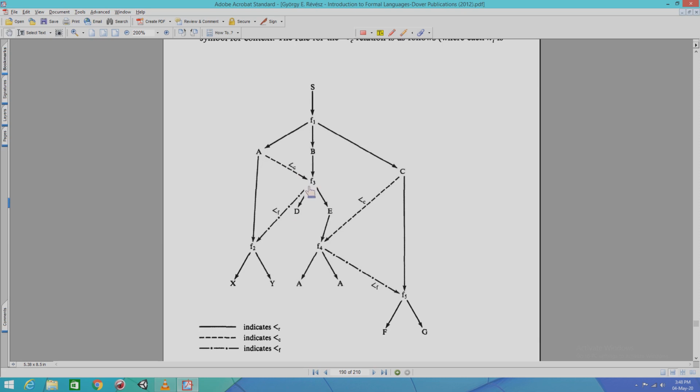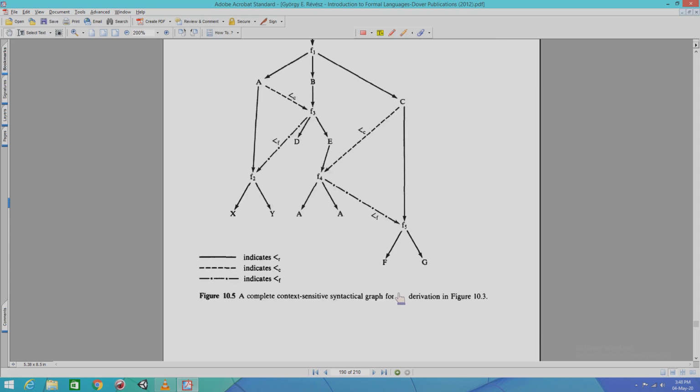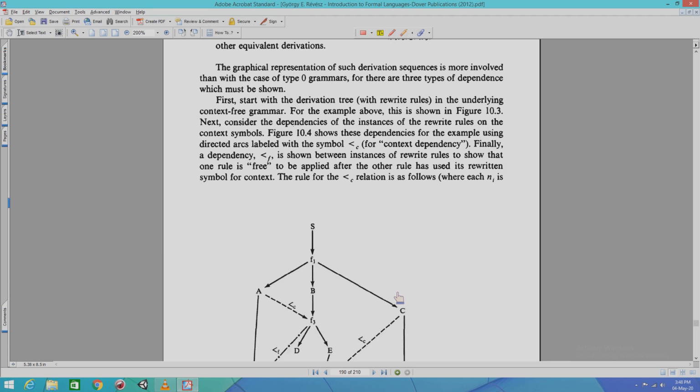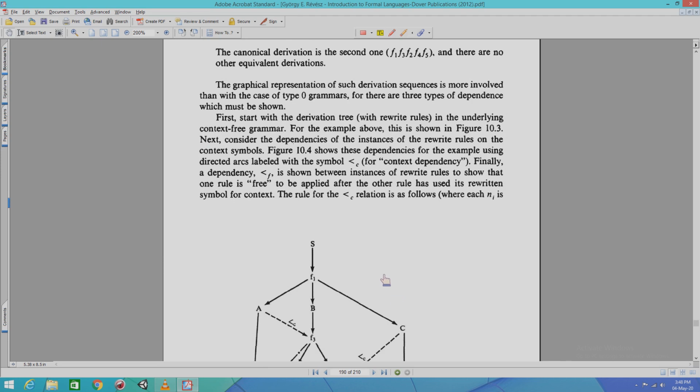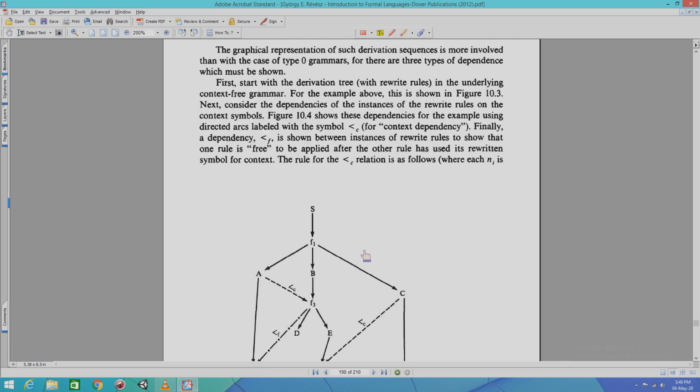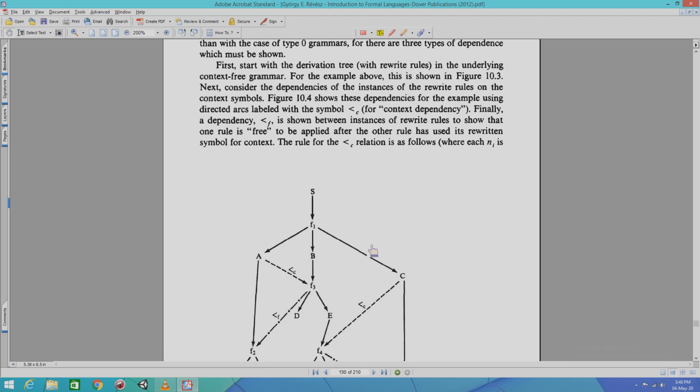Hope you understand it. Similarly, another dependency is indicated by this symbol, less than F. This is a dependency between these two production rules. It says that if you use F3 first, then F2 cannot be used.